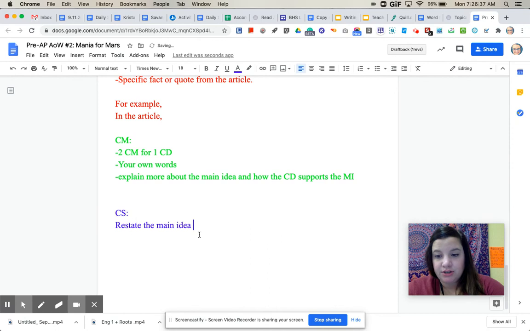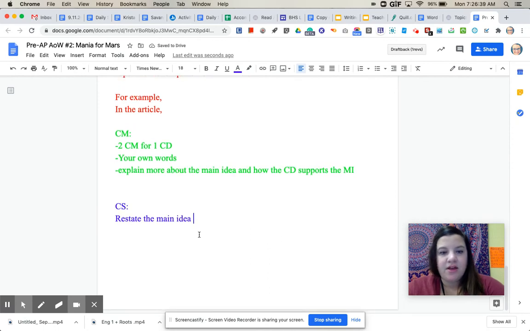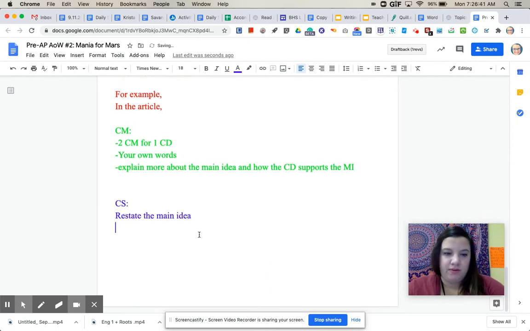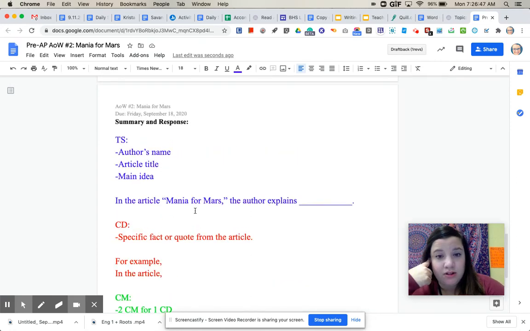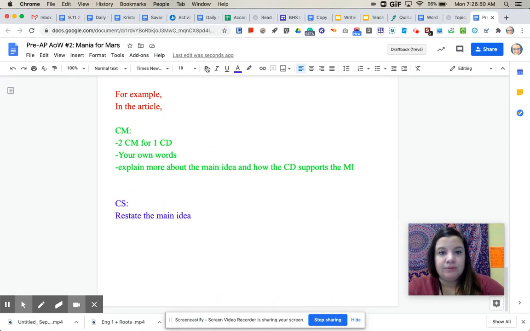Now, when it comes to your response paragraph, in the last article of the week that we read, it was pretty easy to do a response because it was an opinion article. This is more of an informative article. So what you're going to be responding to is, do you think people should go to Mars? You're forming your own opinion based on what you have read.